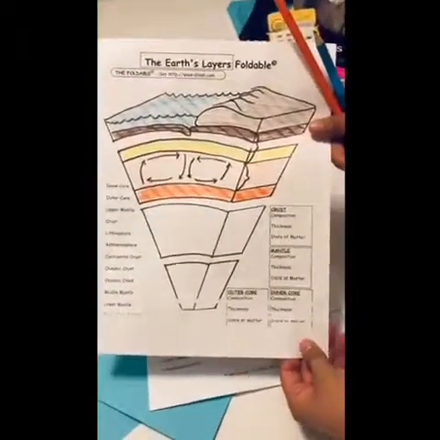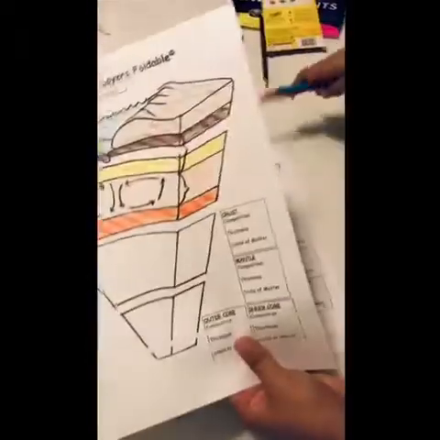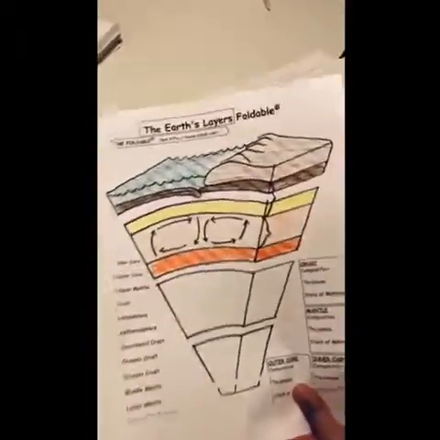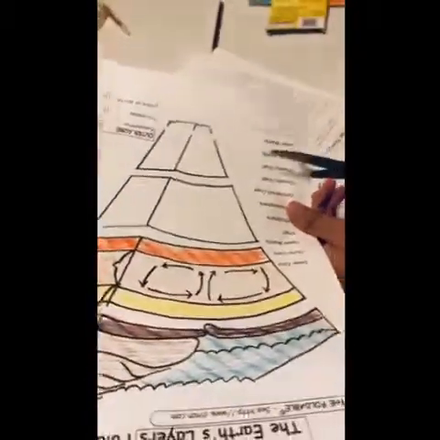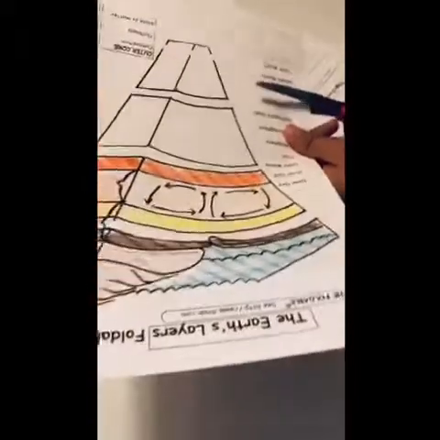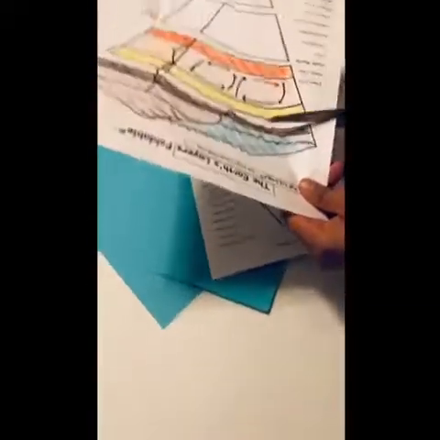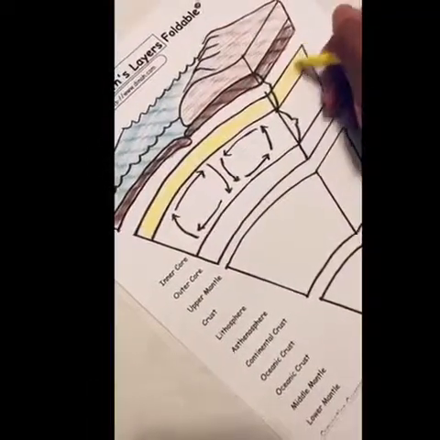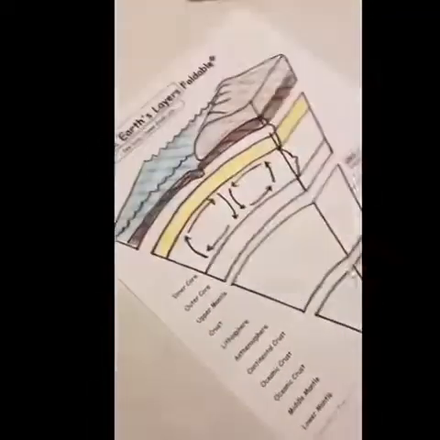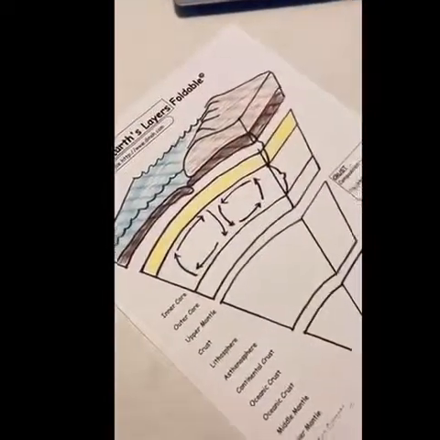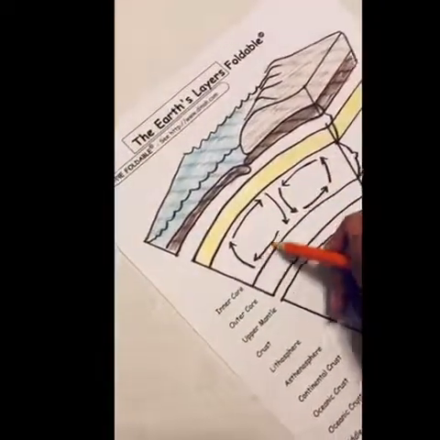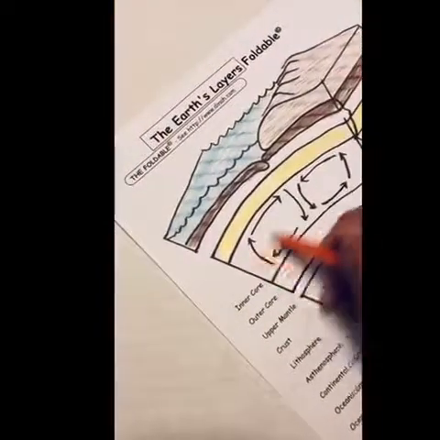We will go ahead and color each layer based off of the coloring guide. And we're going to cut out all the labels. So we'll cut out all the labels and each layer. Onto our 2 sheets of blue paper.